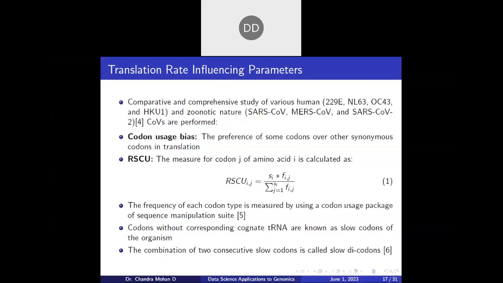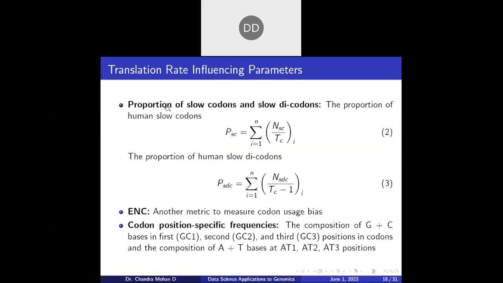How the new coronavirus translation rate is different from the existing one. There are different mechanisms or influencing factors: codon usage bias, relative synonymous codon usage, proportions of slow codons and slow dicodons, effective number of codons, and codon position specific frequencies. By using these parameters we identified this. If you think about slow codons or slow dicodons, slow codon means, see, at the translation process, give me a second.